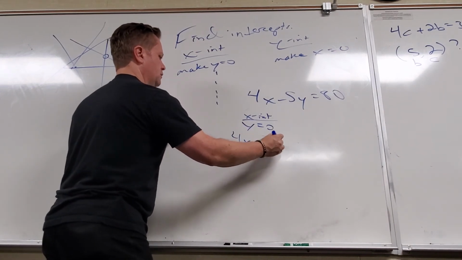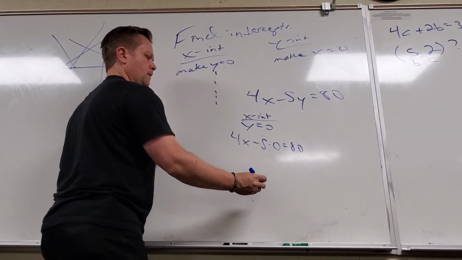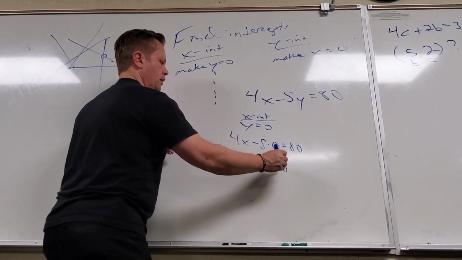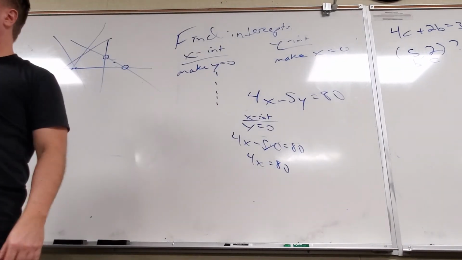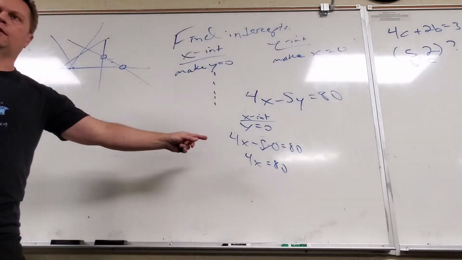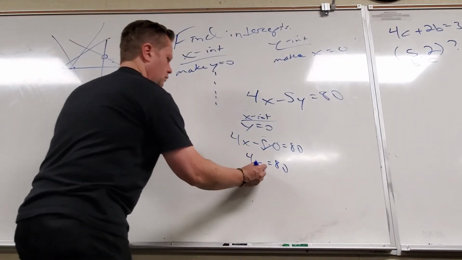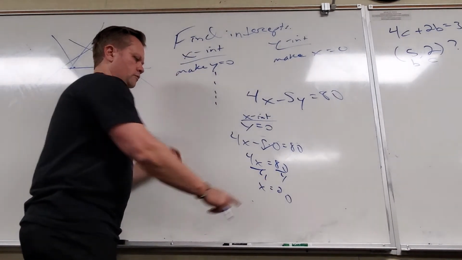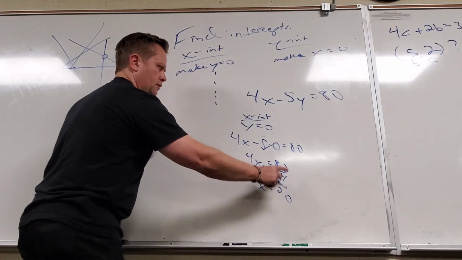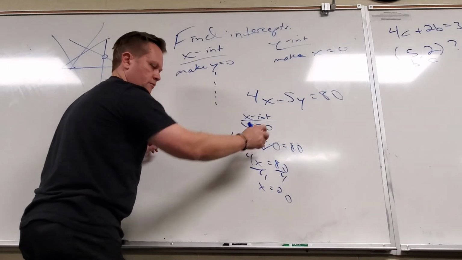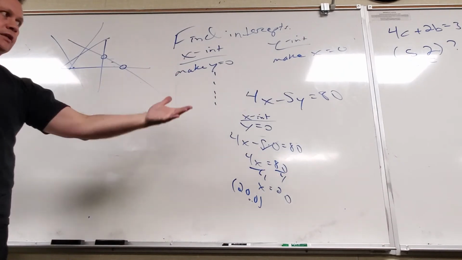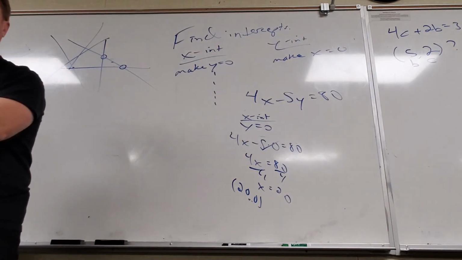4x minus 5 times 0 equals 80. 4x equals 80, right? Because 5 times 0 is 0, right? And then divide by 4. What point is this now? 20? That's not a point. 20, 0. To find the y-intercept, you do the same thing, except you just make x 0.